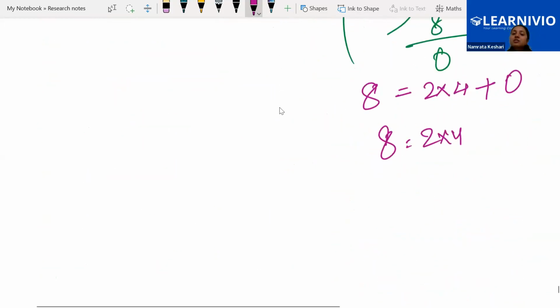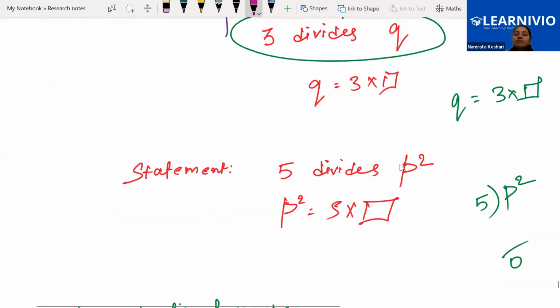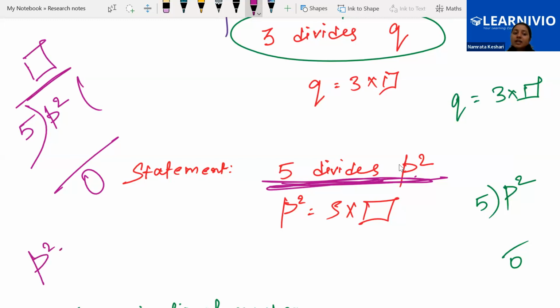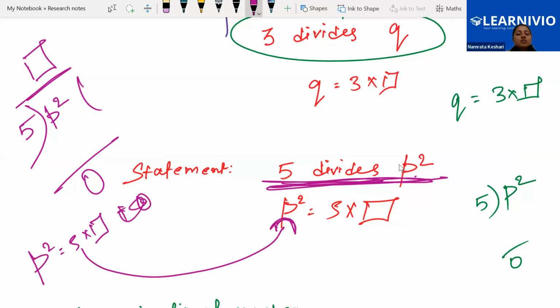Okay, if we are having just a statement like this, that 5 divides p square, focus on this. 5 can divide p square completely. Remainder is 0. So there must be something as a quotient, right? We can write p square is equal to 5 into quotient plus remainder 0. So that's why we are not writing the remainder. Are you getting it? That's exactly what we have written over here. P square is equal to 5 into something. Getting it?